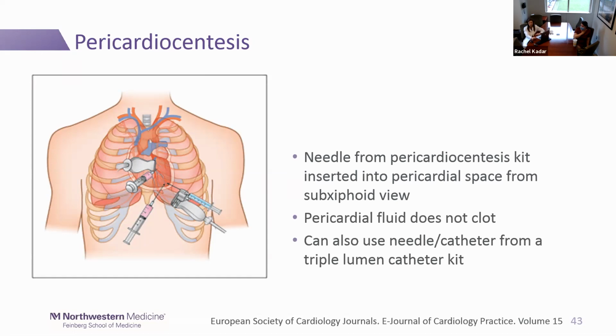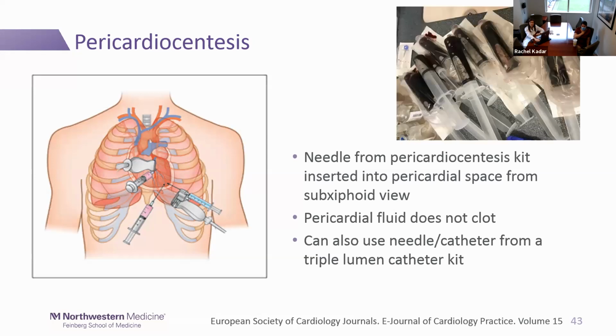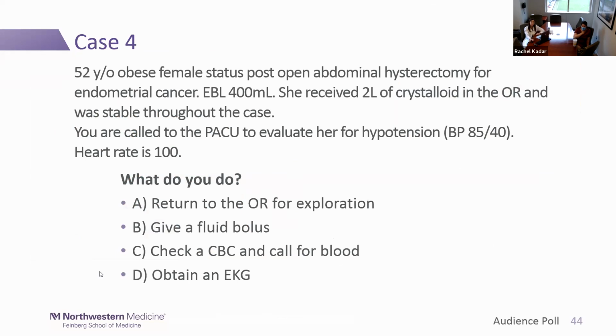You can also use a needle or catheter from a triple lumen catheter kit. So you don't need a pericardiocentesis kit. You just take the triple lumen, and then once you take that syringe off, you can just get a larger syringe and just keep pulling off fluid until you get some hemodynamic improvement. And this was all the fluid that was quickly taken off of her heart, and we had return of spontaneous circulation very quickly. So this is our last and final case.